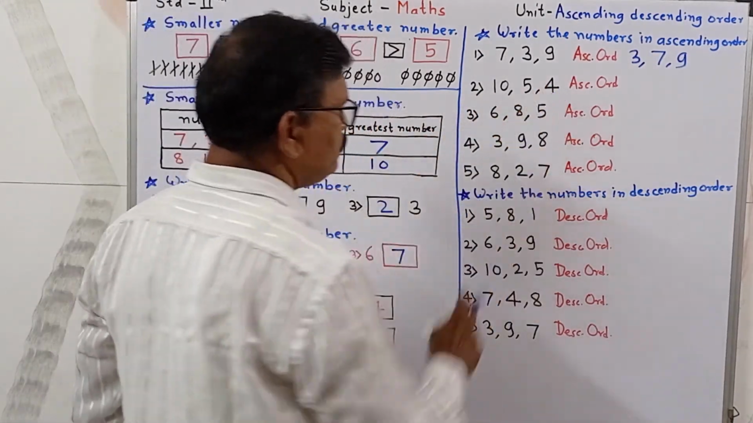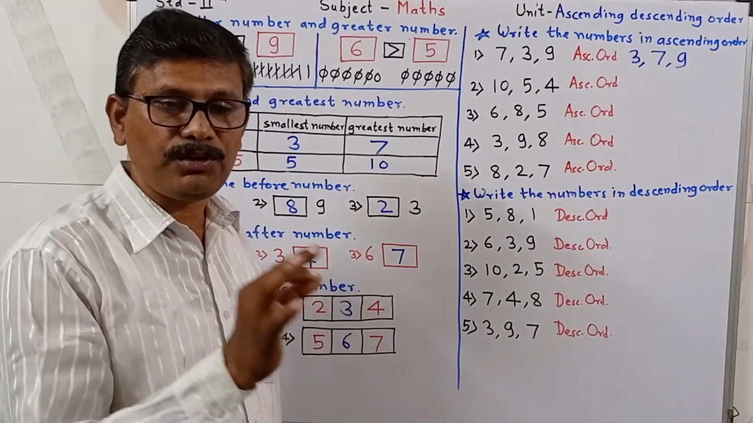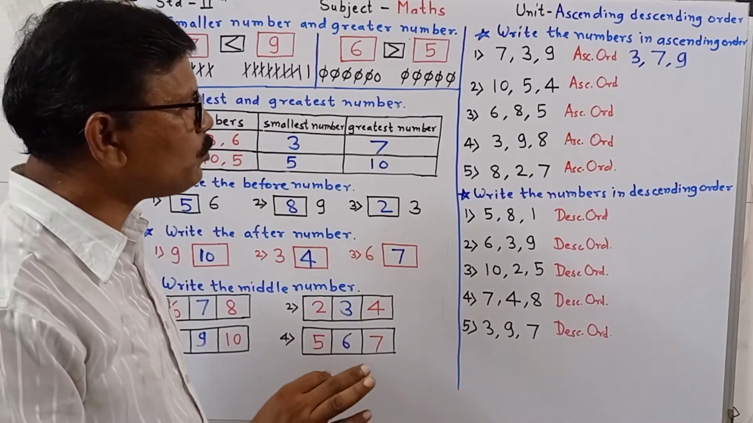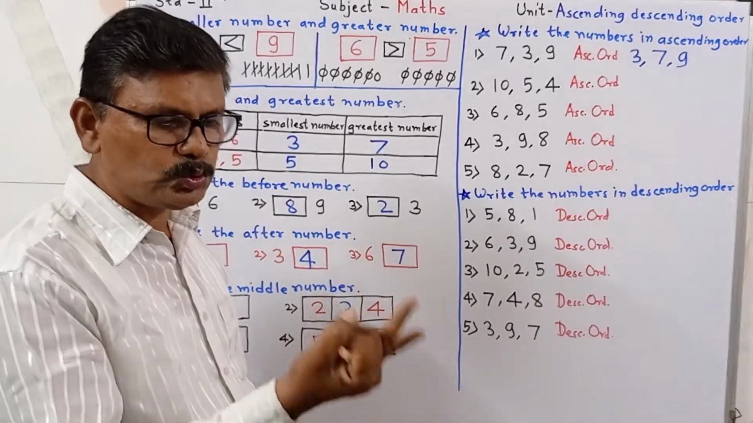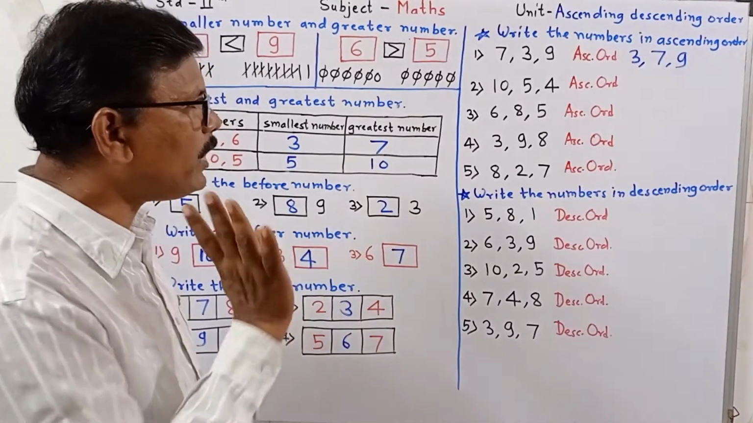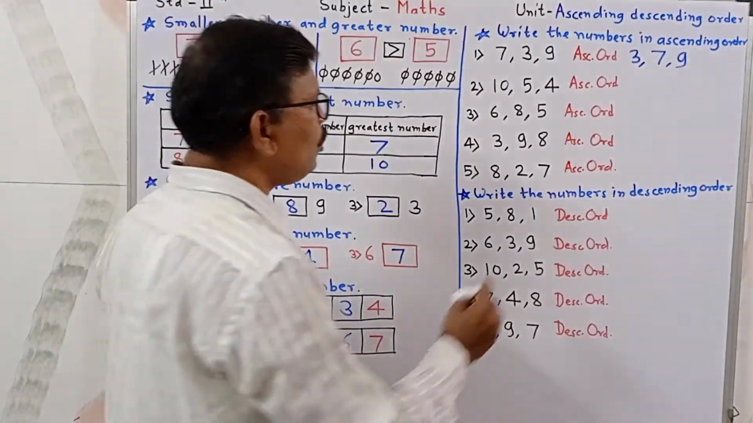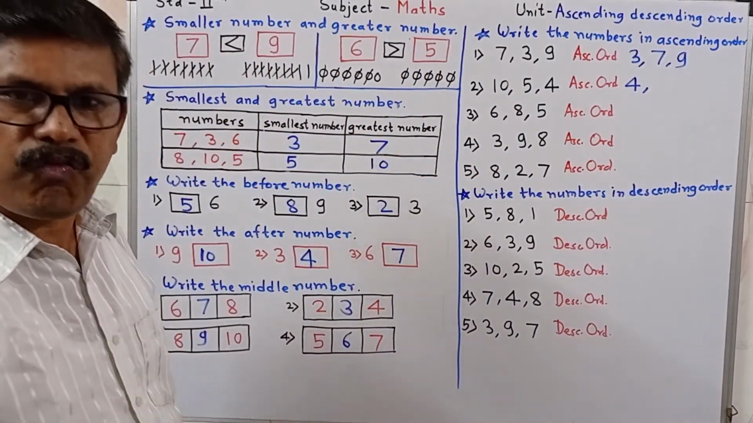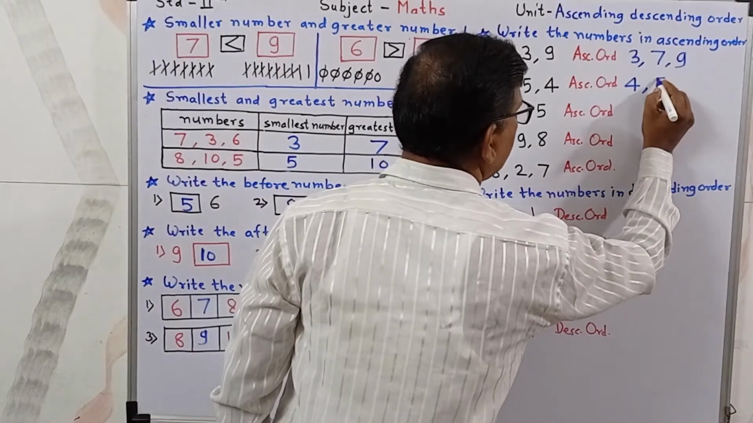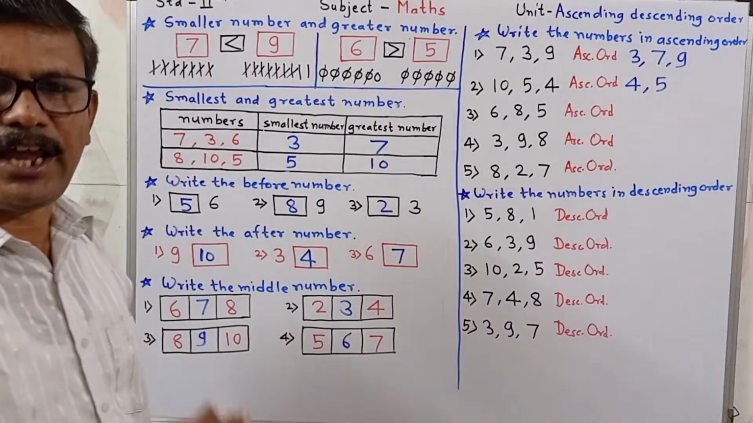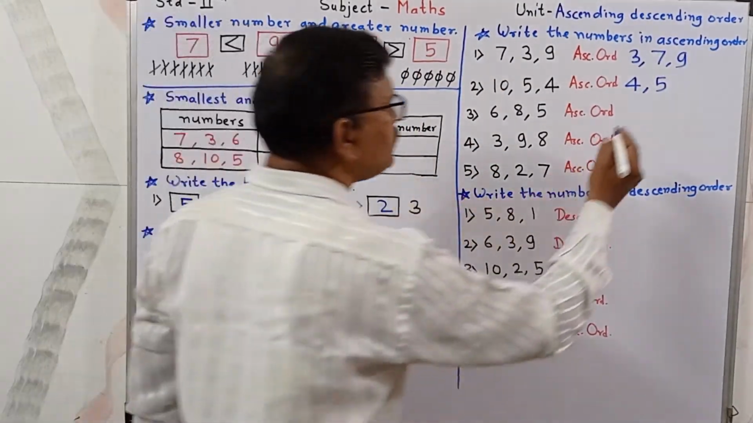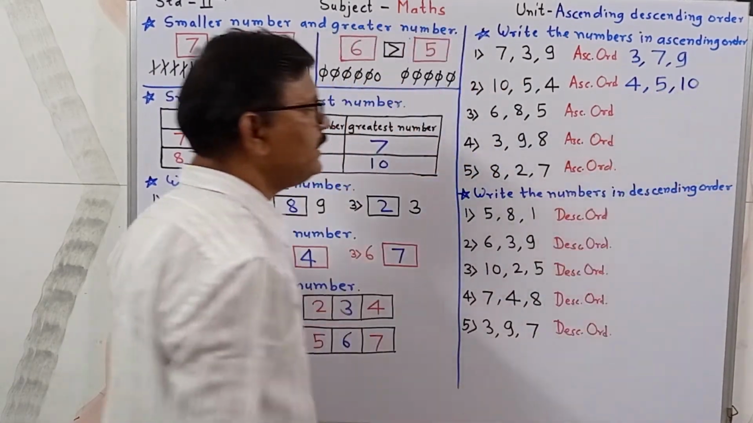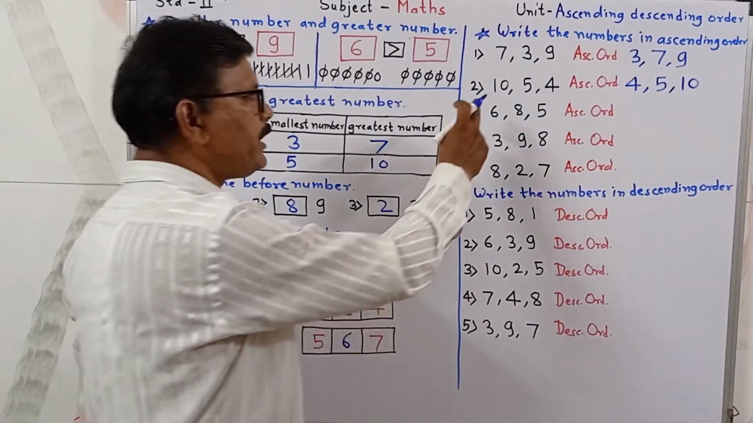10, 5, 4. Which is the first? We must write the smallest number. Which is the smallest number? Count. 1, 2, 3, 4. Which is the smallest number? 4. So we should write here 4. And after 4, 5. And then 6, 7, 8, 9, 10. 10 is the greatest number. So write here 10. 4, 5, 10. This is the ascending order of 10, 5, 4.